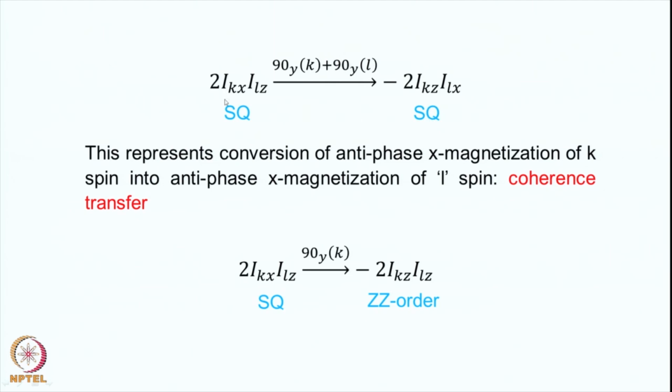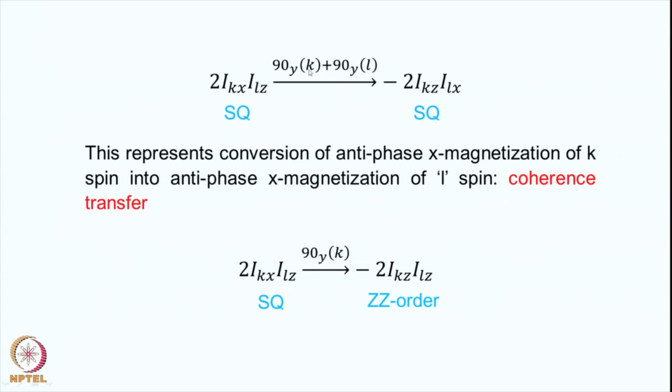This was antiphase magnetization of the K spin with respect to spin L, and now what we have here is X magnetization of L spin antiphase with respect to the K spin. Now this is a single quantum coherence, this was single quantum, this was single quantum, this is also single quantum.